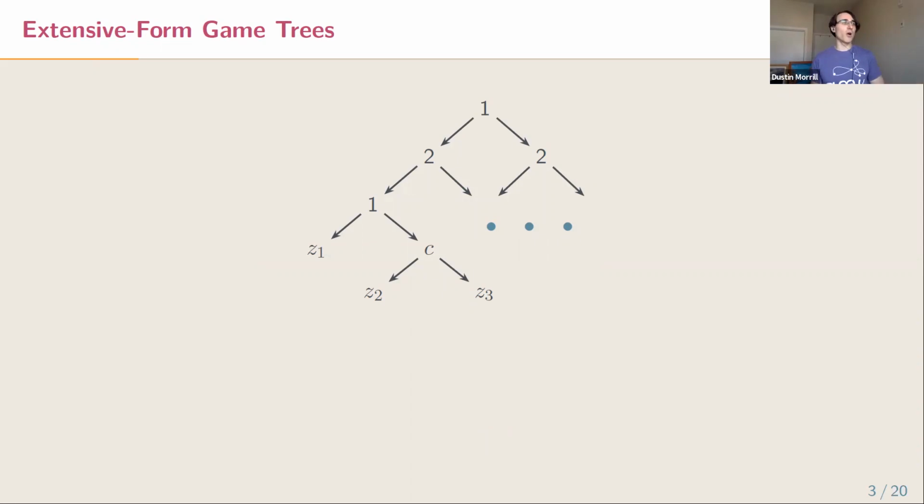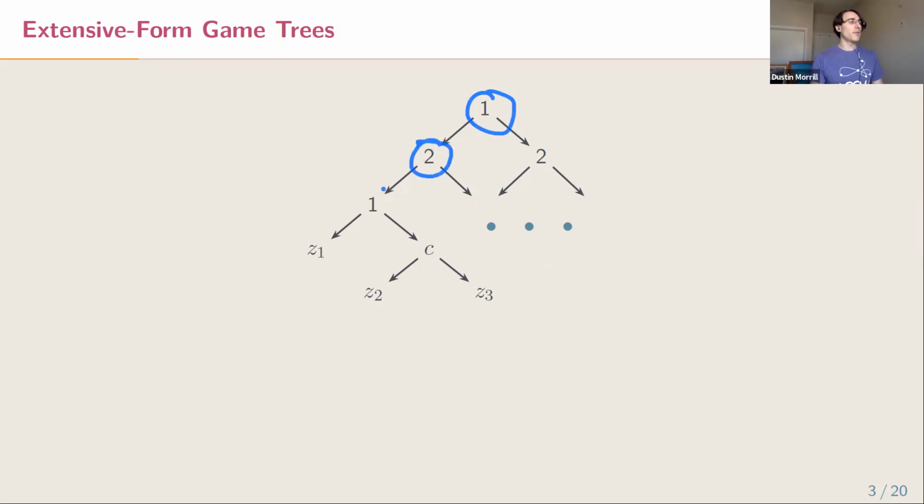Extensive form games are a model of sequential decision making where every agent, every player in this game, takes turns taking actions, and every action is recorded in the game's history. So the set of all these histories come together to form a tree, and that determines every possible way this game could play out.